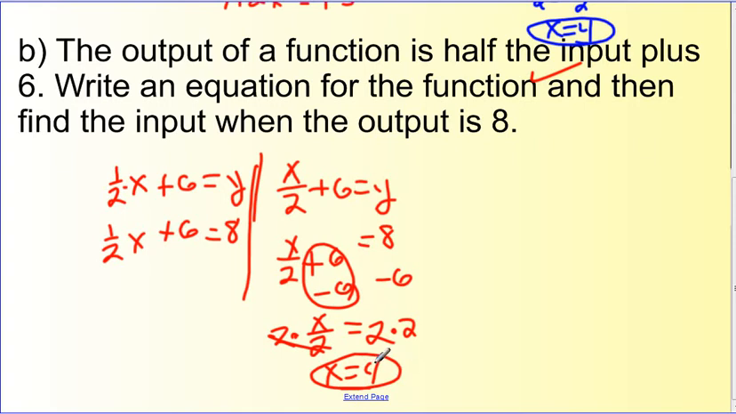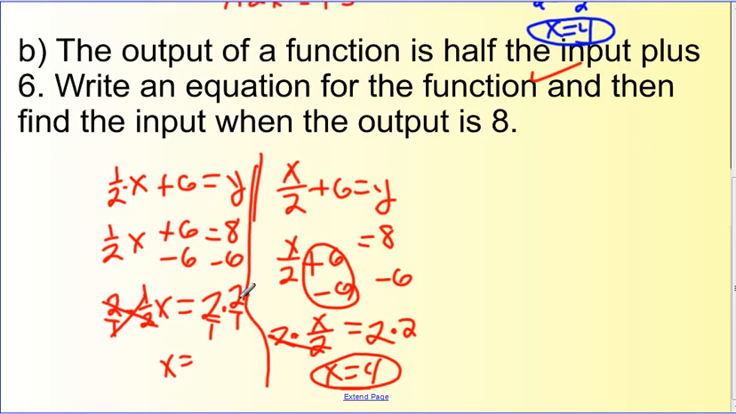The input was 4. Now let's check this other side. Minus 6, 1/2 x equals 2. If you remember when we talked about fractions, you multiply by the reciprocal. So I'm going to multiply by 2 over 1. So numerators and denominators cancel. Multiply by 2 over 1. We get x equals 4 over 1, which is just equal to 4. We got the same answer.